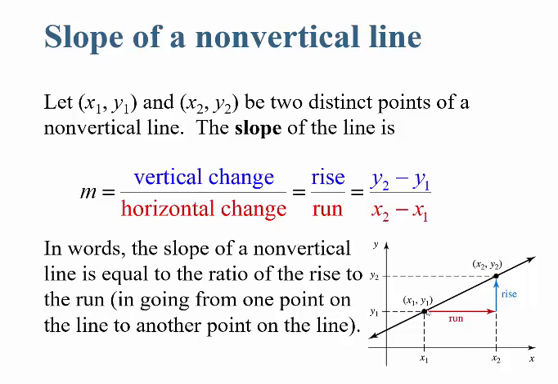So if here's one point, here's the other point, here's the rise. Well, how much does it rise? It rises from y1 to y2, so that distance is literally y2 minus y1. And how much does it run? It's the horizontal change. Well, it goes from x1 to x2, so that distance is just x2 minus x1. That's where these values come from.